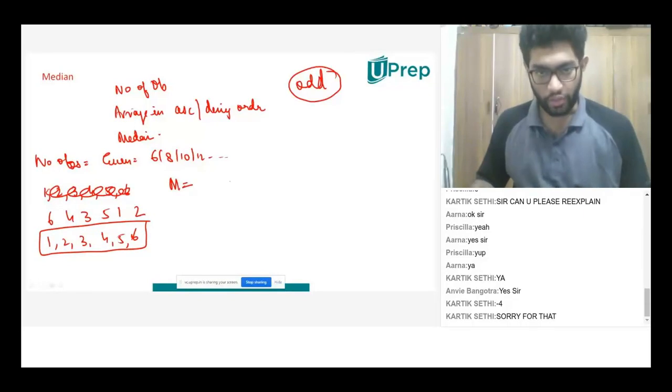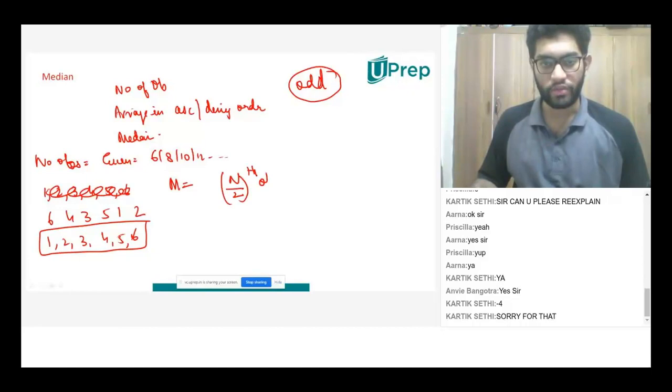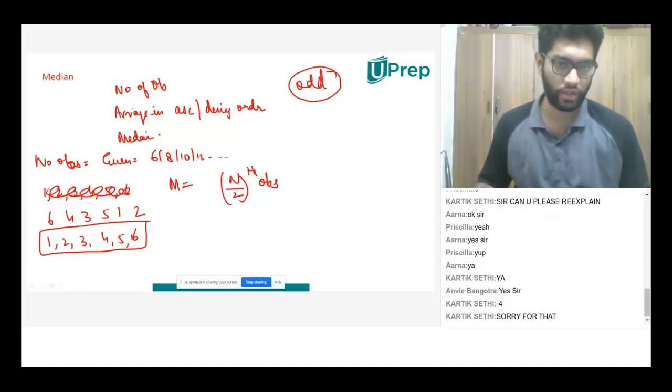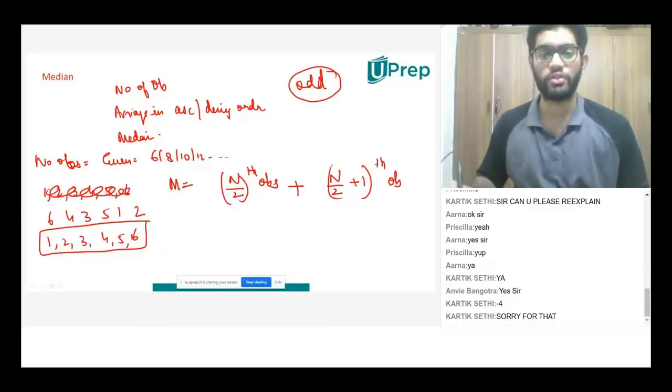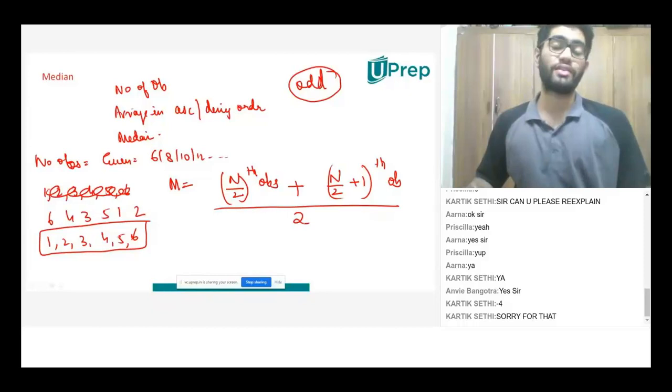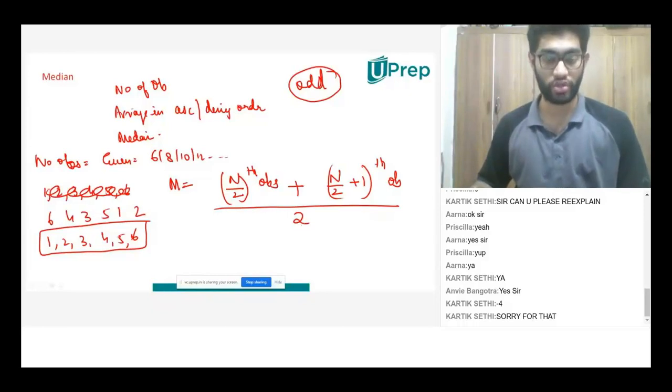The median is nothing else but over here, the n by 2th observation. Because the number is even, it is obviously divisible by 2. Plus the (n by 2 plus 1)th observation, divided by 2. This is somewhat similar to our average concept.